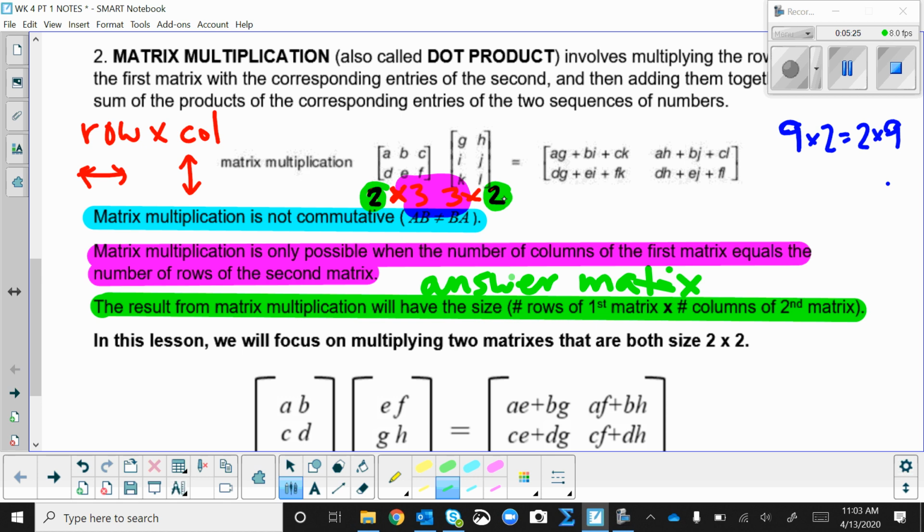The result from the matrix multiplication will have this size, the number of rows of the first matrix. So whatever the rows in the first matrix are, that will be how many rows your answer matrix has. By the way, this is our answer matrix over here. There's 1, 2 rows. And then this second part of that statement, the number of columns comes from the second matrix. So that's here. The second matrix had 2 columns, so your answer matrix is going to have 2 columns.